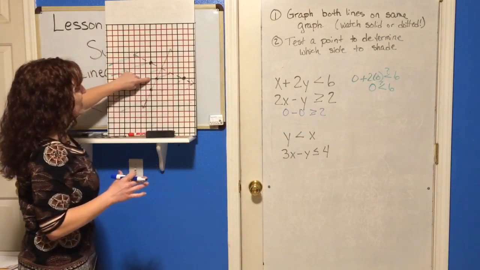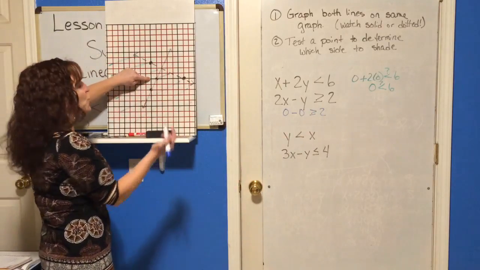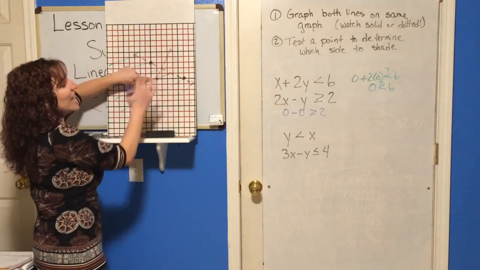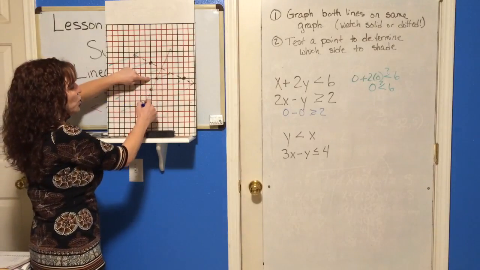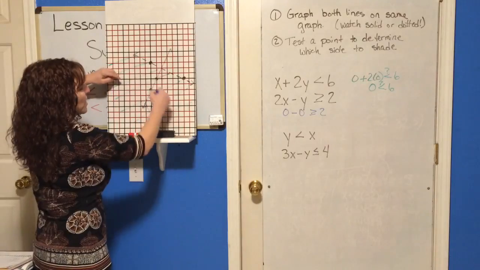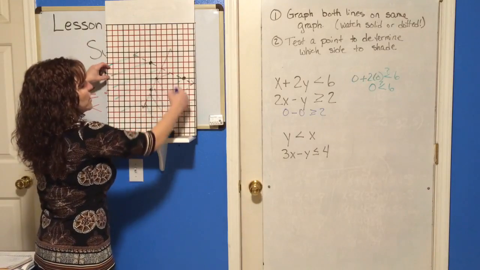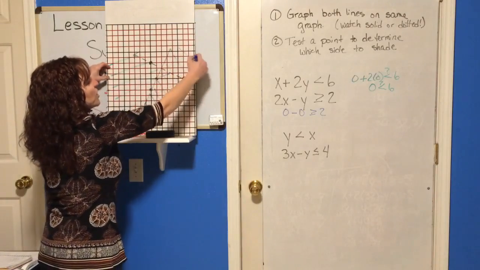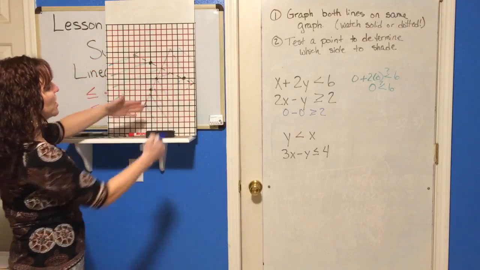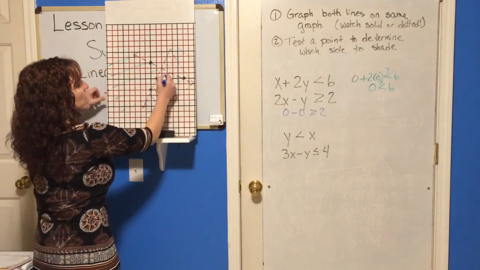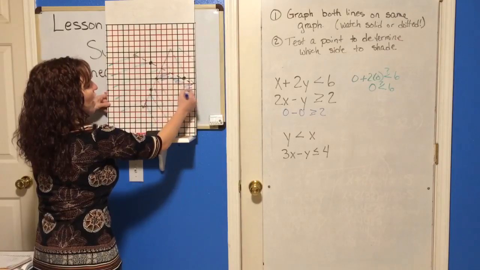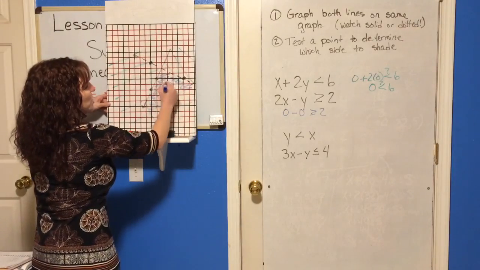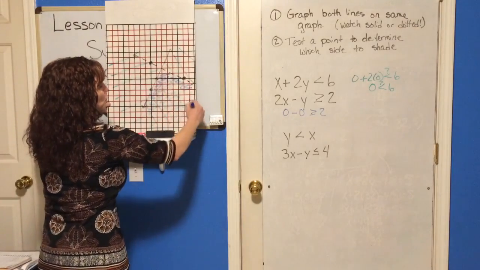So here's my point. 0 is not greater than 2, so this side of the line is not going to get shaded, which means the other side of the line will get shaded. So everything over there gets shaded. So now my solution is where these lines cross. So everything in this triangular area is the solution to my problem.